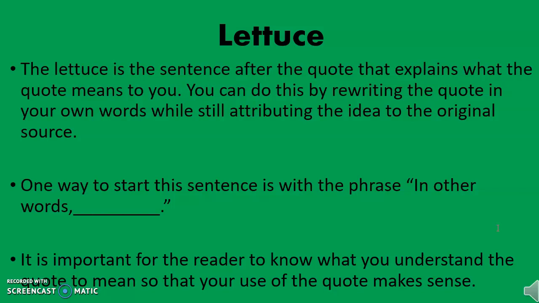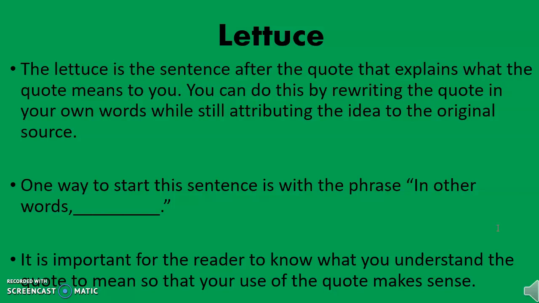The meat can have seasoning, but what really makes it special is what we put on it, the ketchup and the mustard and the lettuce, those things that we add. And of course, we have to have an excellent bun. So the top and bottom buns are going to be key also for making your paragraphs really special and unique to you. So the lettuce part is the sentence after you have quoted a source.